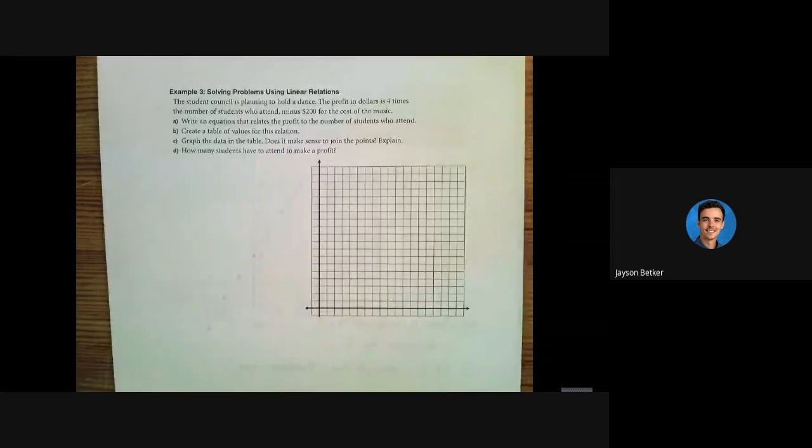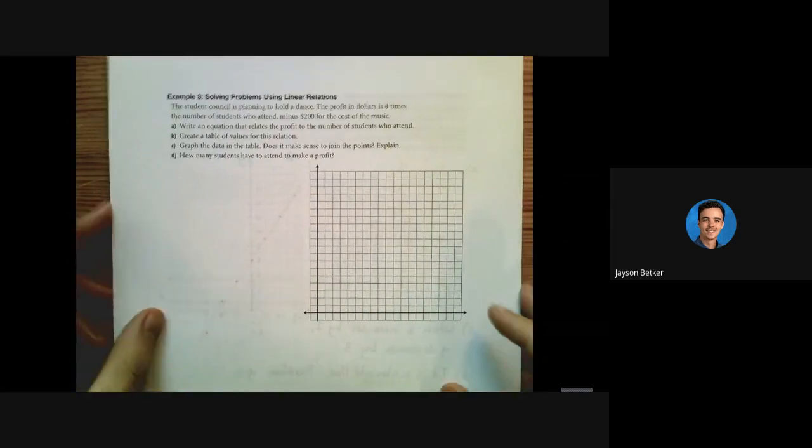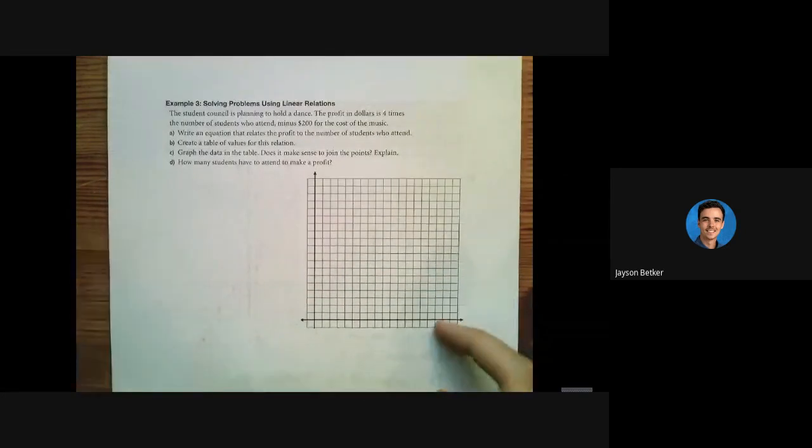This one, again, the graph is not set up in a super ideal way, but that's okay. So example number 3 is the student council is planning to hold a dance. The profit in dollars is 4 times the number of students who attend minus 200 no matter what for the cost of the music. So we're always going to lose $200 for the cost. Okay. Write an equation that relates the profit and the number of students who attend.